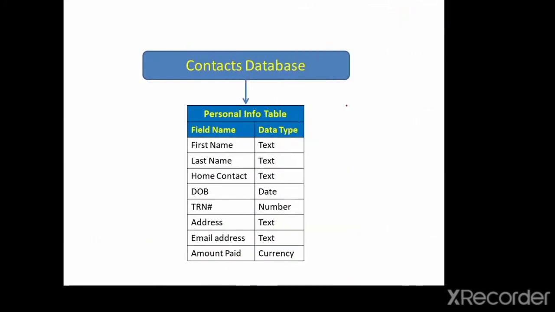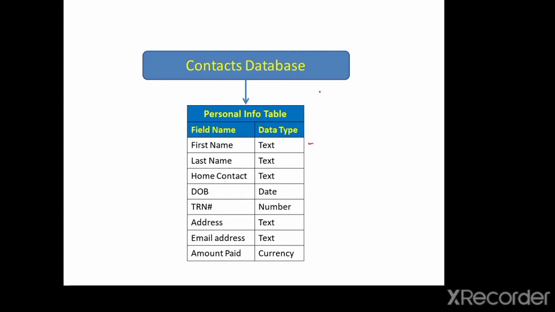So let's look at some examples now. Here we have a basic contacts database, such as the contacts that could possibly be in your phone. Your contacts might be asking for a first name, a last name, a home contact, date of birth, TRN, address, email address, but probably not in your phone, but some sort of customer base contacts, right?